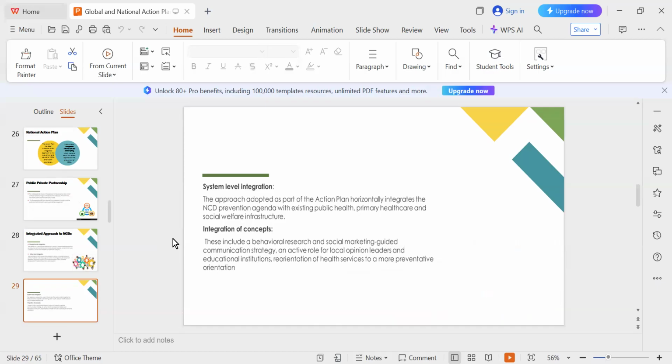And then integration of concepts. These include a behavioral, research, and social marketing guided communication strategy, an active role for local opinion leaders and educational institutions, reorientation of health services to a more preventive orientation.